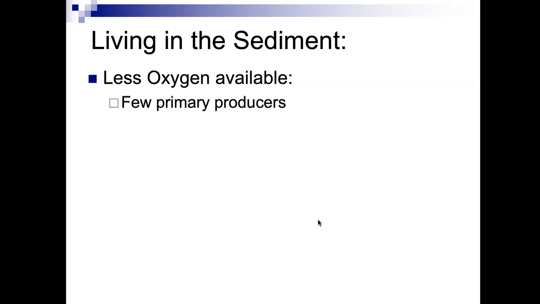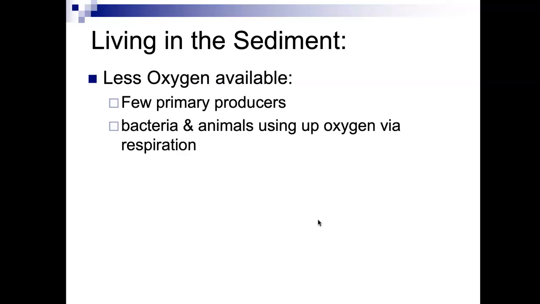So you don't have a lot of primary producers. Really, you're mostly going to have bacteria, and when you talk about your primary producers, there are a few. You'll have things like seagrasses and salt marsh plants. We'll talk about mangroves. But for the most part, you're going to have a lot of bacteria, and you'll even have photosynthetic bacteria called cyanobacteria.